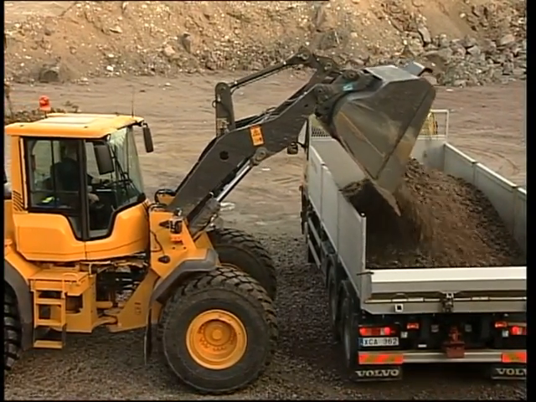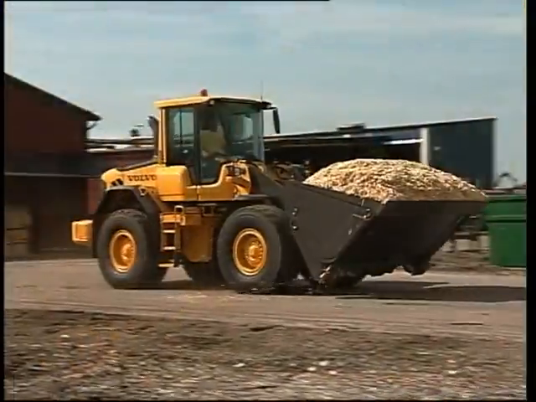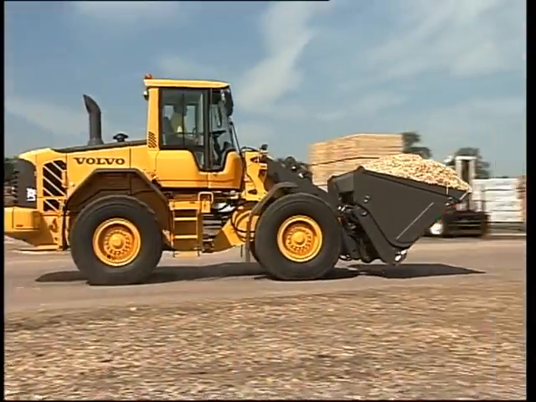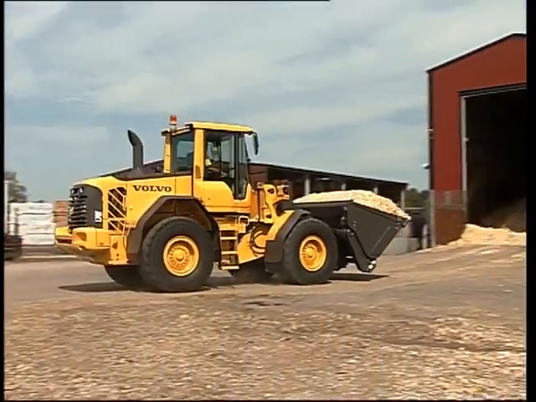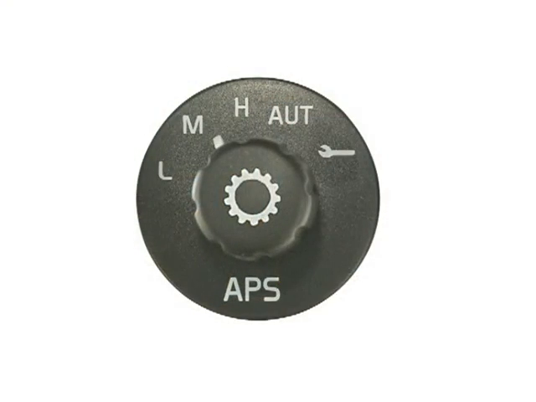In certain working conditions, the operator may feel that the machine is shifting too early, too late, or too often when in the auto mode. The operator can then choose one of the three other modes: L, M, or H. Mode L means that the machine shifts at low RPM and low traveling speed.